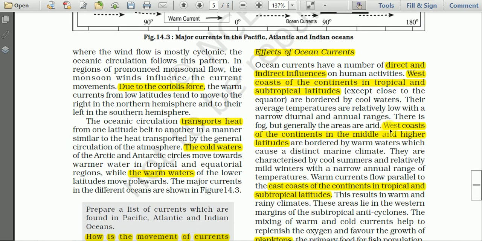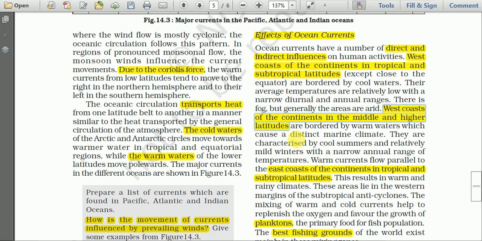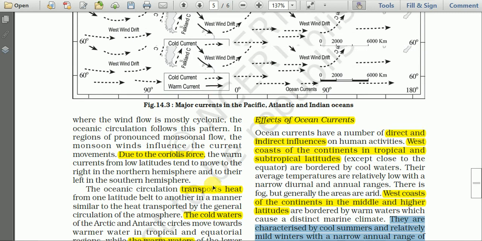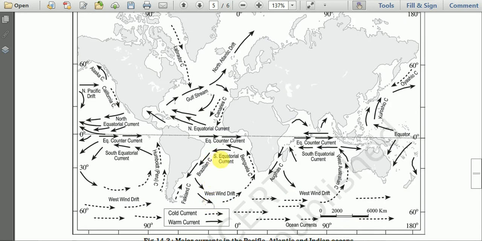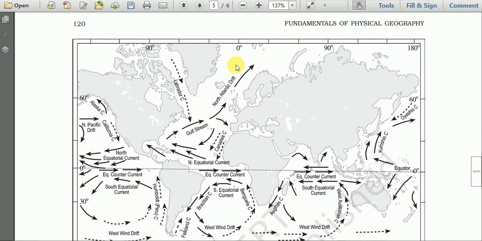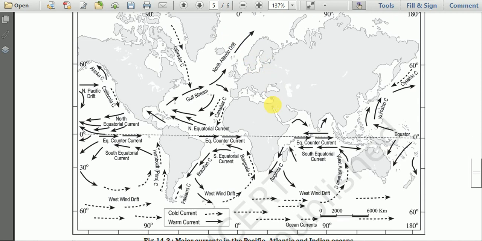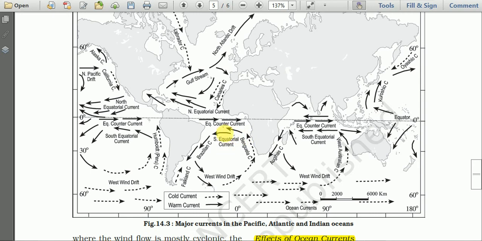Then the west coasts of the continents in the middle and higher latitudes are bordered by warm waters, and the west coast has a distinct marine climate, characterized by cool summers and relatively mild winters with a narrow annual range of temperature. So, west coasts of continents in the middle and the higher latitudes. See here, for example, in this area, and here in this area also, west coast.